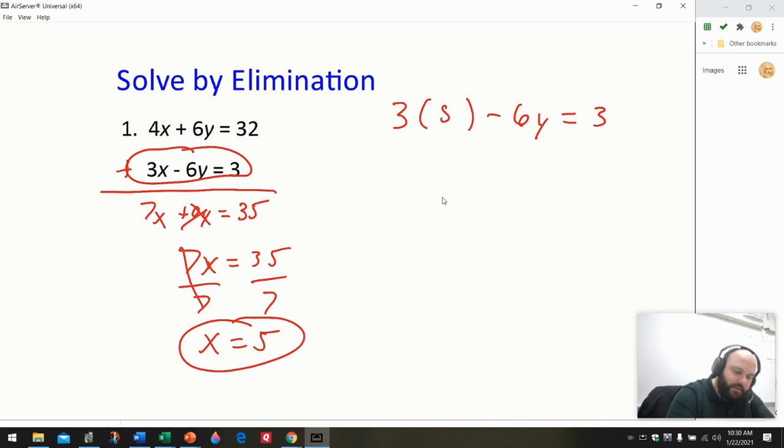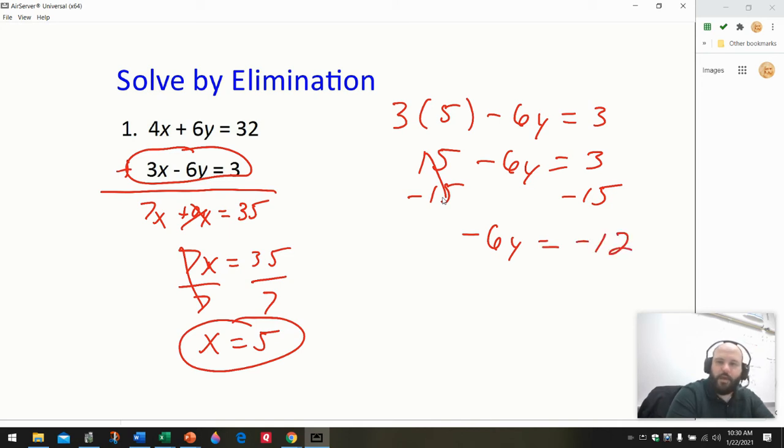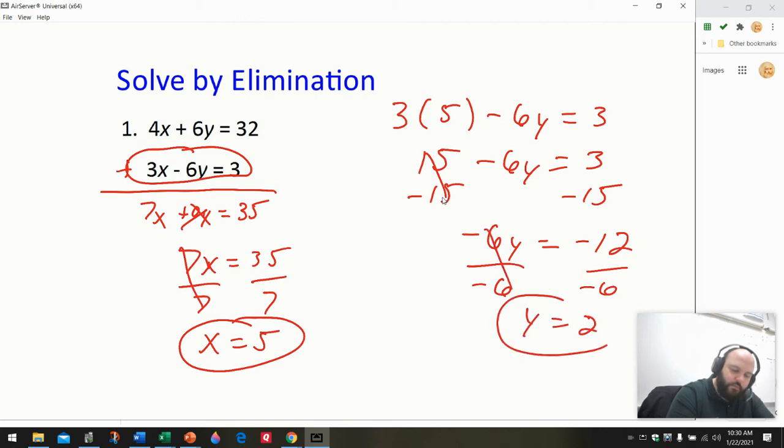In place of the x, I'm going to write a 5, and then I'm going to follow PEMDAS to simplify that. I'm actually not going to follow PEMDAS. I'm sorry, I misspoke. I'm going to solve for the y variable. So this is going to be 15 minus 6y equals 3. I'm going to subtract 15 from both sides. I get negative 6y is equal to negative 12. And then when I divide both sides by negative 6, I get y equals 2.